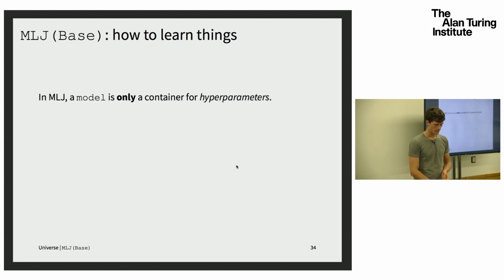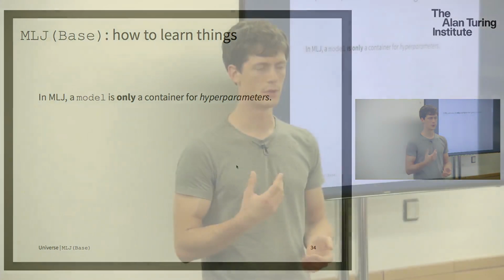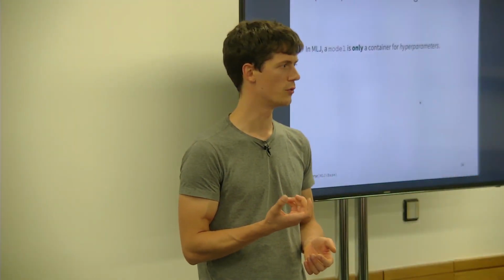Well, that's not a good example because there is no other parameter. But if you take a linear regression, for instance, the only hyperparameter may be whether you're going to fit the intercept or not. So that's a Boolean. But the vector of coefficients that you would fit will not be contained in that model.